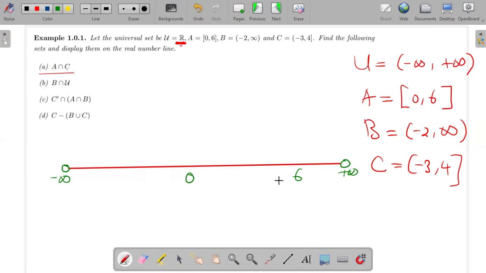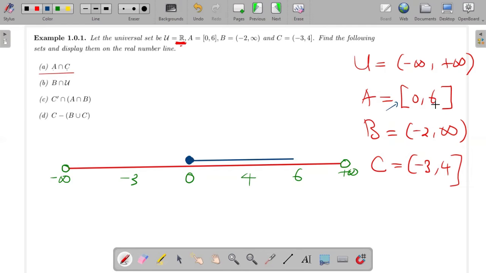So my set A is 0 to 6, and then my set C is minus 3 to 4. So minus 3 should be before the 0, right? So it's somewhere there, and then the 4 should be between 0 and 6. So I'll just write 4 there. Right, and then from here, I'll just draw a line to indicate set A. So set A starts from 0 all the way to what? To 6. Okay, so now is the 0 included in this interval? The answer is yes, because there's a square bracket there. So I'll shade this part like this.